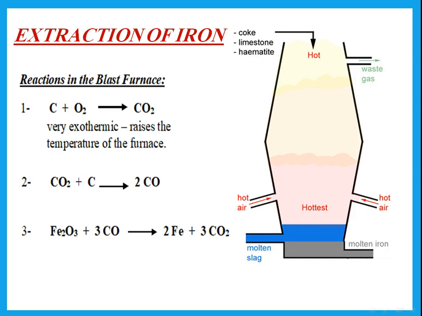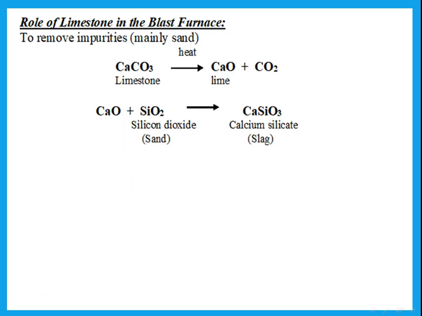But then I had put something else that I haven't mentioned. Remember that we put at the top of the blast furnace, what did we put? We put coke, limestone, and hematite. I have used the coke because that's the carbon. I have used the hematite, and that's the iron 3 oxide, but I haven't used the limestone. Why did I add the limestone? I add the limestone to remove the impurities that are present in my ore.